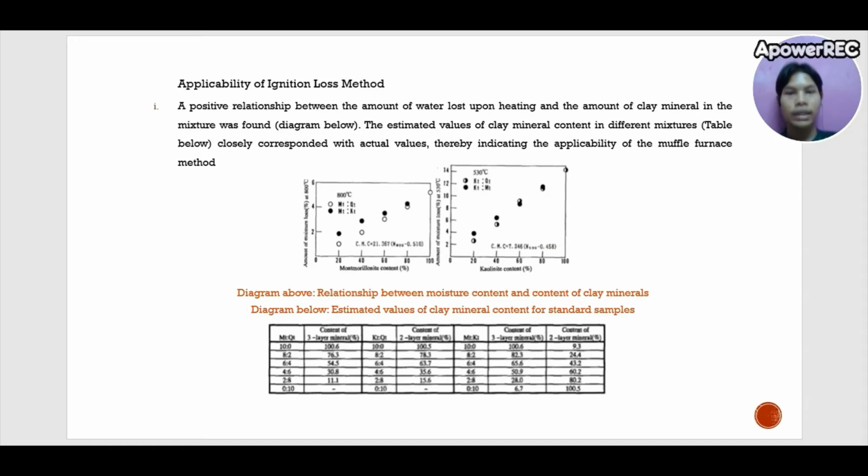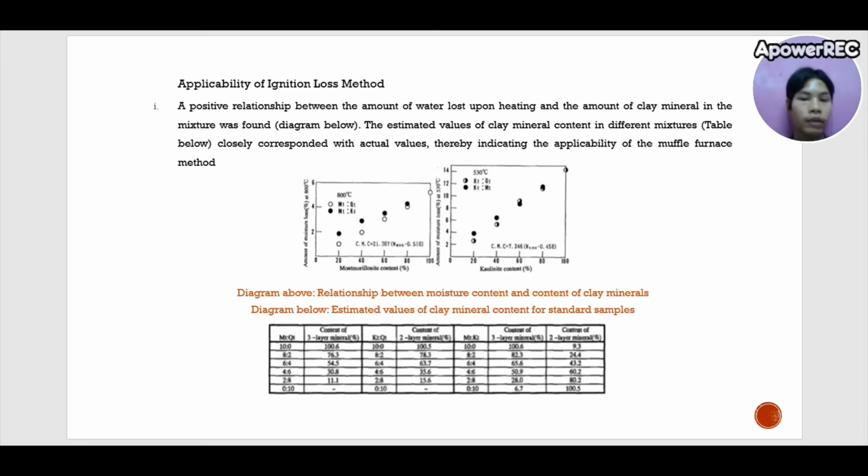So the next one is the applicability of the ignition loss method. A positive relationship between the amount of water lost upon heating and the amount of clay mineral in the mixture was found, which is the diagram below. The estimated values of clay mineral content in different mixtures, which is the table below as well, closely corresponded with actual values, thereby indicating the applicability of the muffle furnace method.